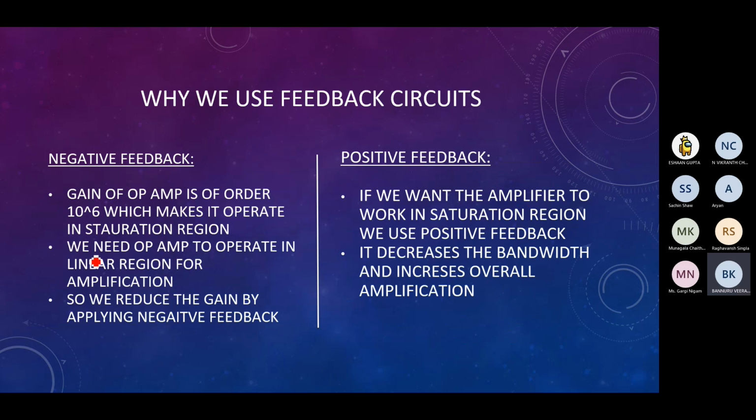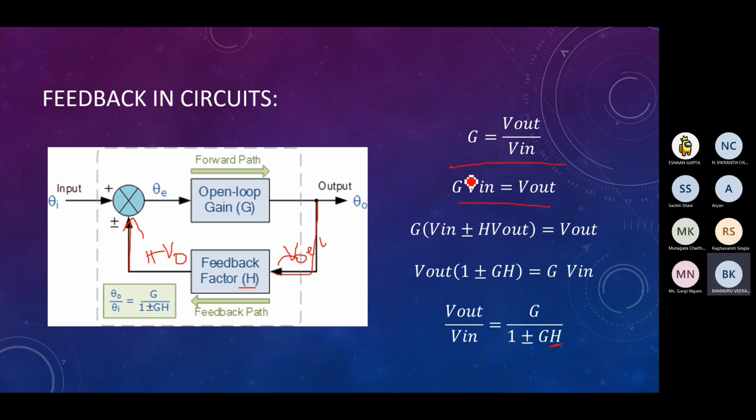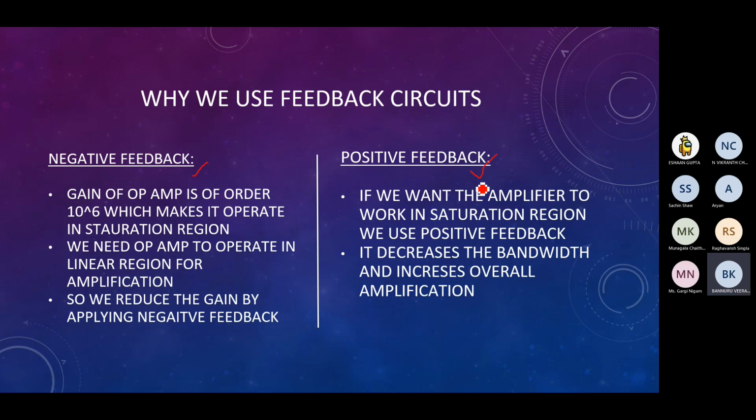If we need the op amp to operate in the linear region for amplification, we will be using negative feedback. If you want the amplifier to work in the saturation region, then we'll be using positive feedback. Since the gain is already very high, it increases the gain still more by the factor of H. So that is why we'll be using positive feedback.